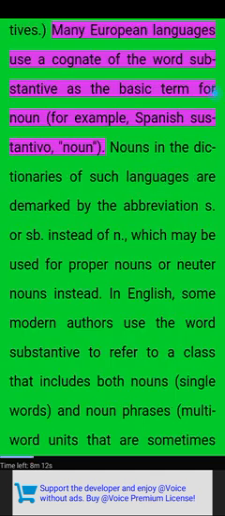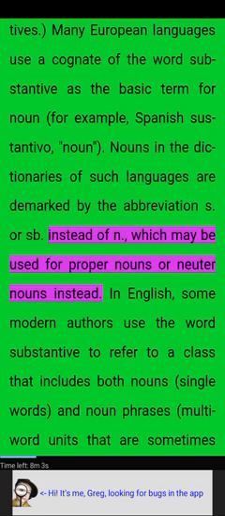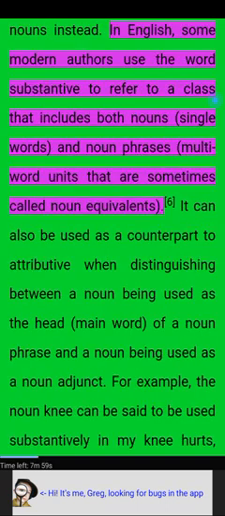Many European languages use a cognate of the word substantive as a basic term for noun, for example, Spanish sustantivo. Nouns in the dictionaries of such languages are demarked by the abbreviation S or SB instead of N, which may be used for proper nouns or neuter nouns instead. In English, modern authors use the word substantive to refer to a class that includes both nouns, single words, and noun phrases, multi-word units that are sometimes called noun equivalents.